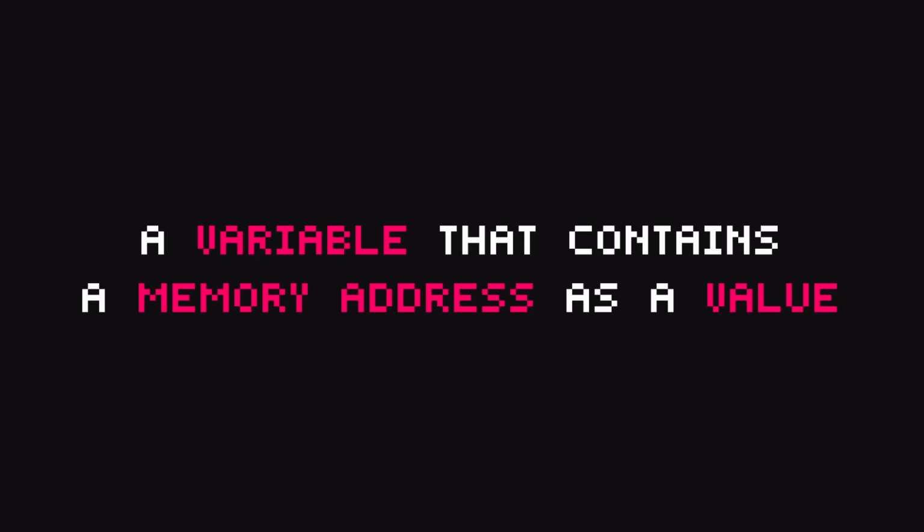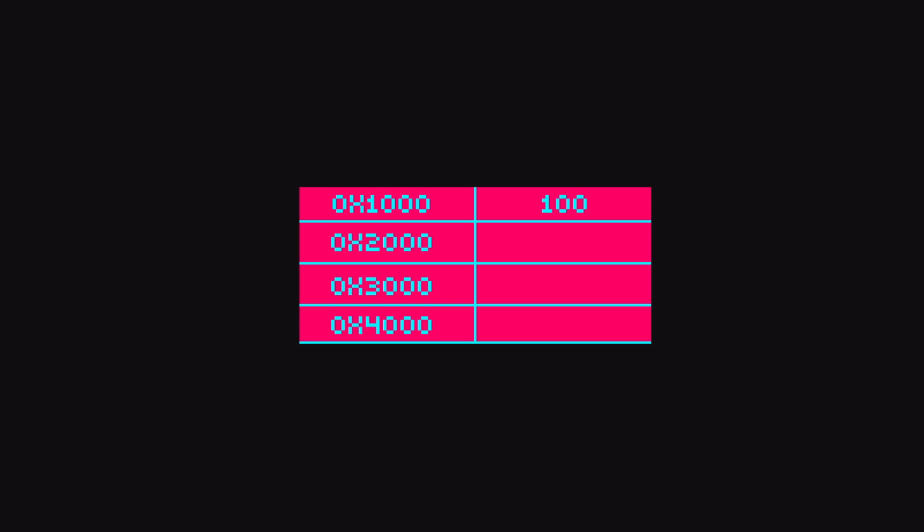A pointer is a variable that contains a memory address as a value. Let's take a look at this simple memory overview so we can understand it better. In the left column we have addresses, and in the right column we have the value. In the first row we have the memory address 0x1000 with a value of 100. Completely normal. This is what you've seen in the previous video in Cheat Engine.